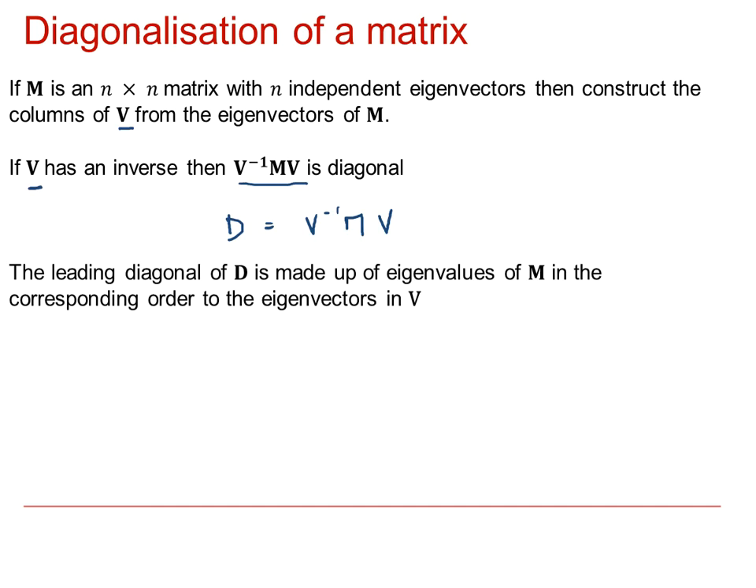Now the fact that D is equal to V inverse MV means that we can multiply both sides by V on the left and V inverse on the right, so that we get that V, D and V inverse must be equal to M. And it's this process of writing M as V, D, V inverse which is called diagonalization of the matrix.